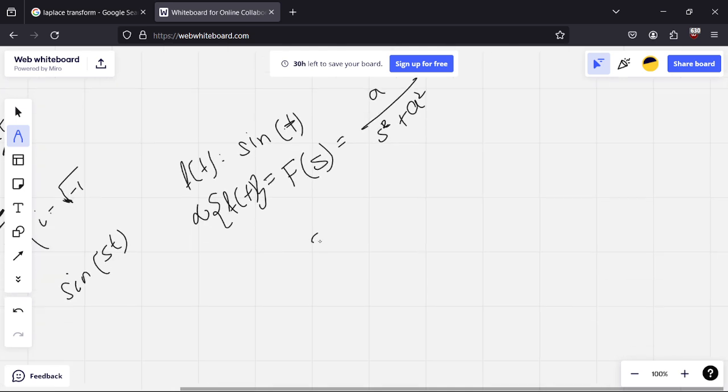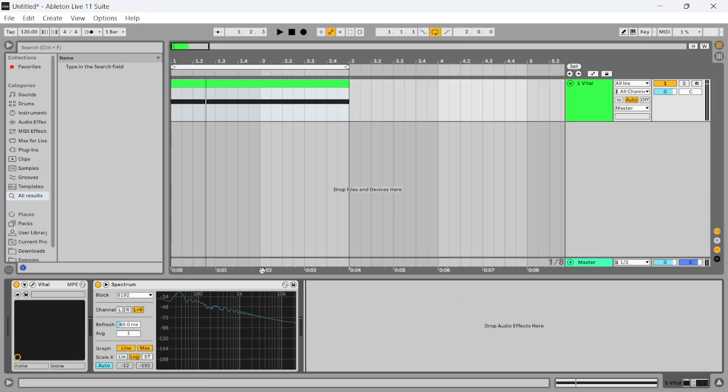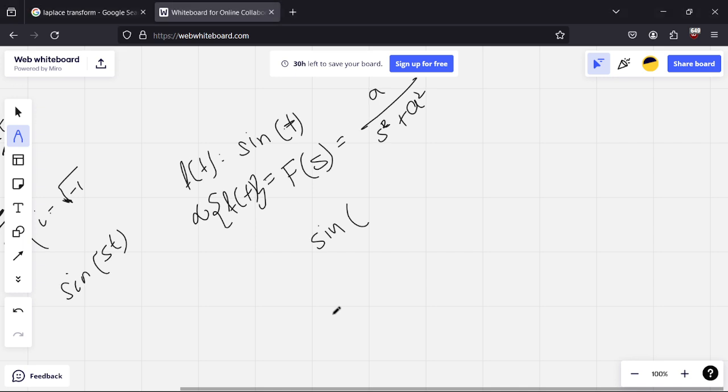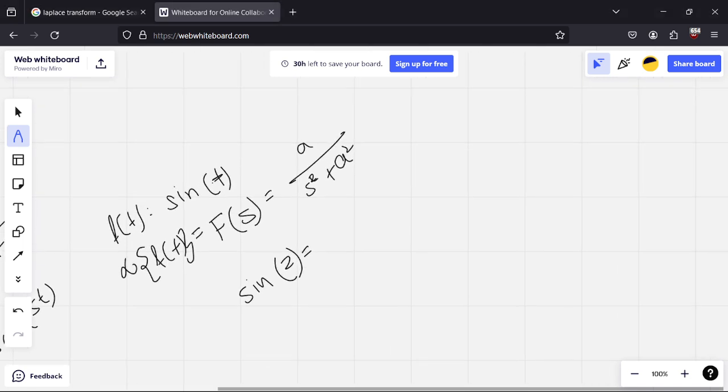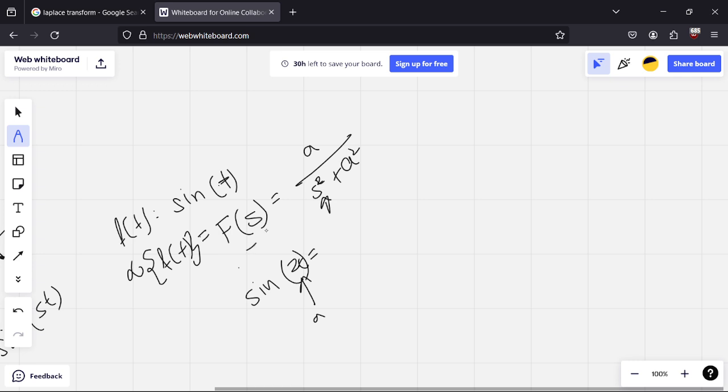So basically, let's say we had sine of 2t, sine at 2 units of time. Basically, 2 is the a. S we don't know because, of course, it's a function of s, so it's supposed to be in the result. That's why we don't have a value for s. We can put in values for s and find actual values for this. So a is just 2, divided by s squared plus 4. That's it. That's exactly it.